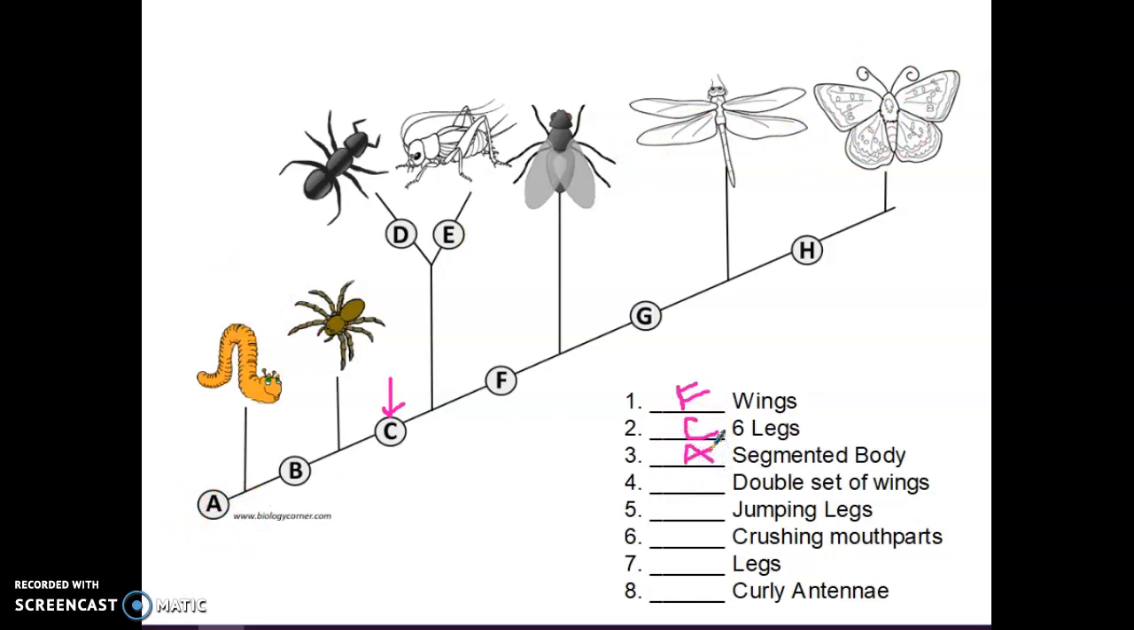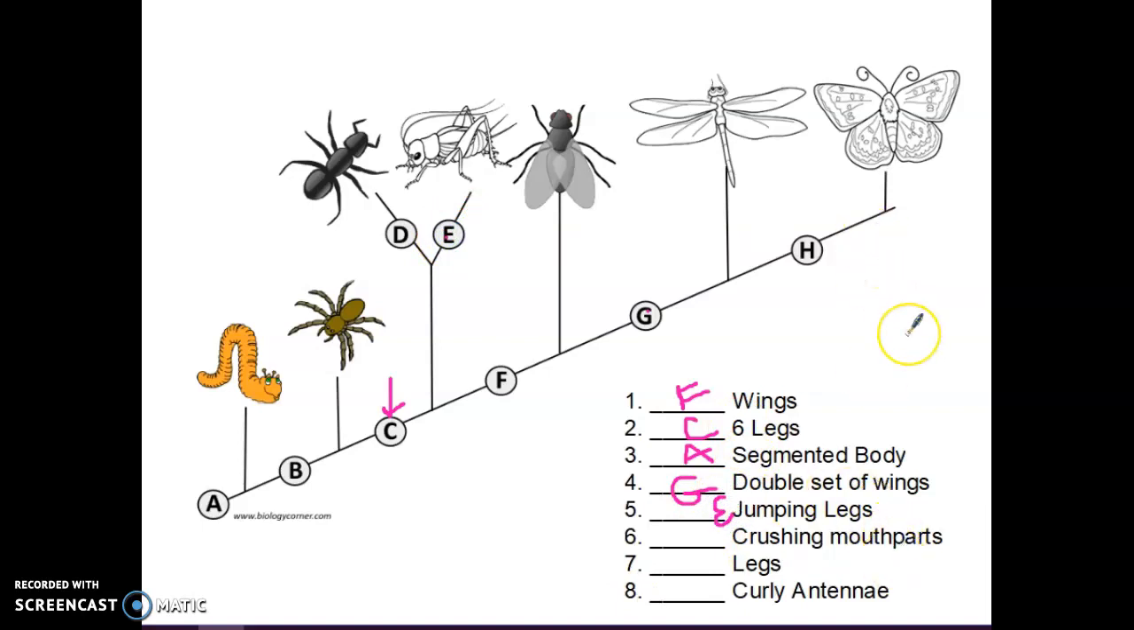Okay, double set of wings. Well, the fly has 1 set. There's 2, there's 2. So that sounds like G would be a good spot for double set of wings. Okay? All right, now how about jumping legs? There are some spiders that can jump, okay, but very few. Ants cannot jump. So the best thing that distinguishes the ant and the grasshopper would be E, the jumping legs. So we're going to put E here.